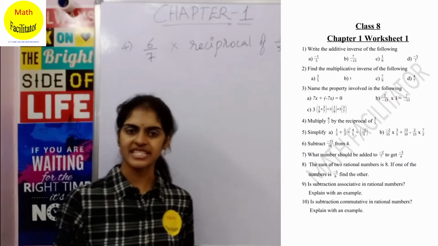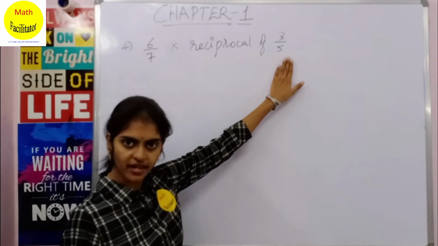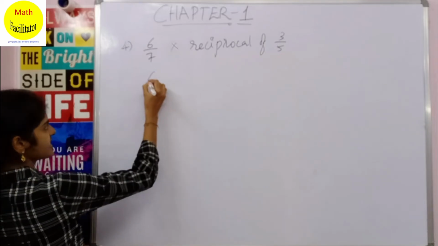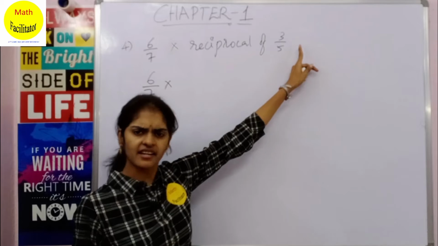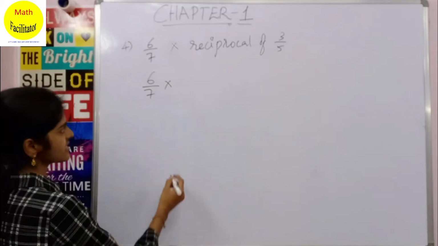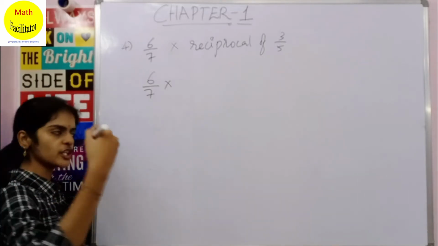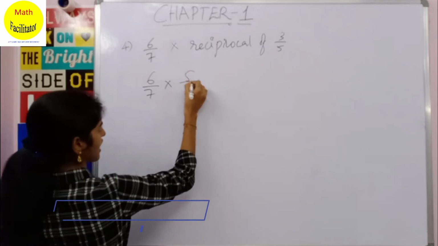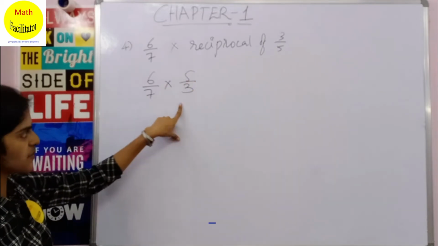Moving on to our next question, you have to multiply 6 by 7 with the reciprocal of 3 by 5. So firstly write 6 by 7 into the reciprocal of 3 by 5. I have just explained this. Reciprocal is nothing but the numerator becomes the denominator and the denominator becomes the numerator. So 3 by 5 becomes 5 by 3. So the reciprocal of 3 by 5 is 5 by 3.